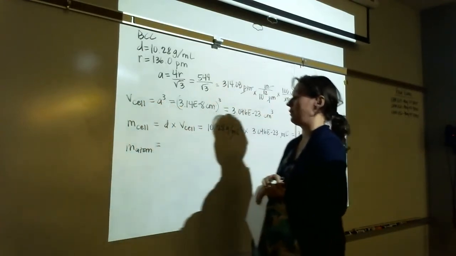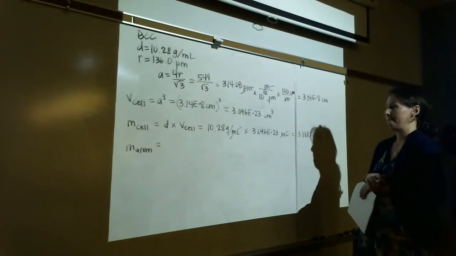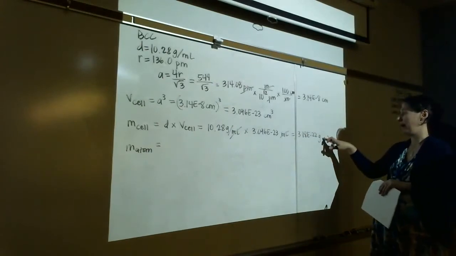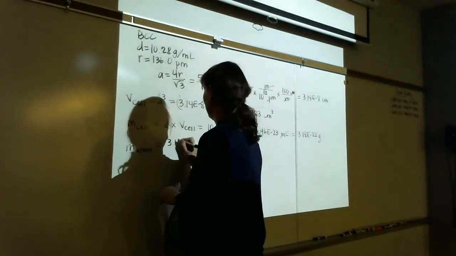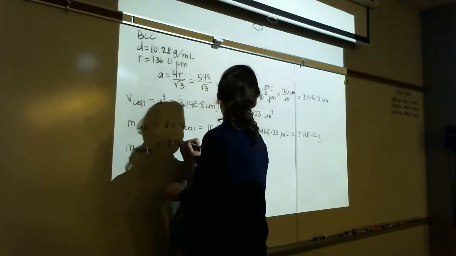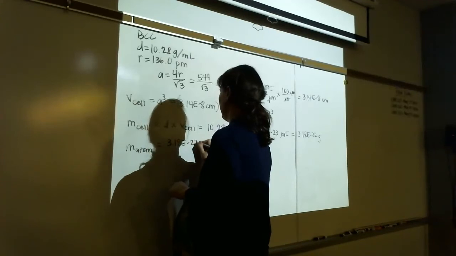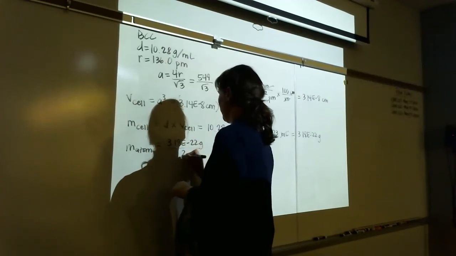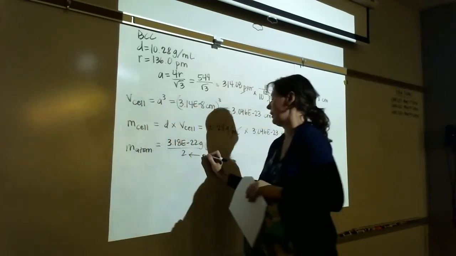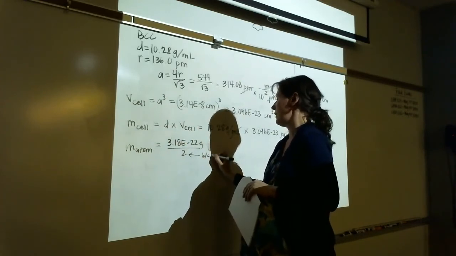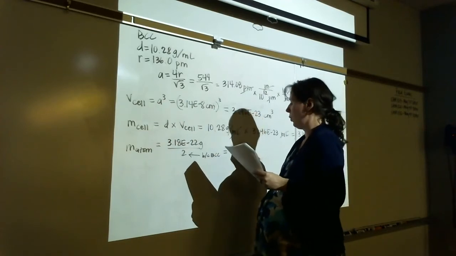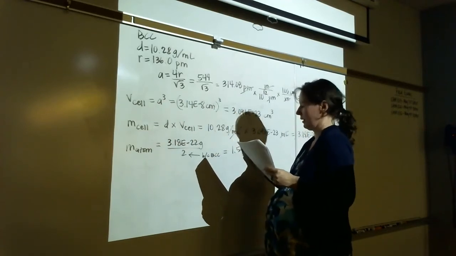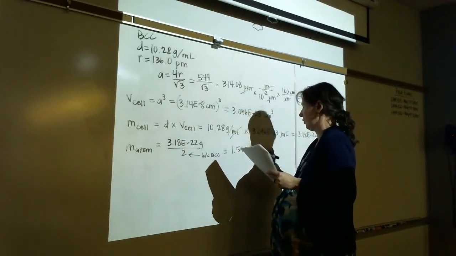How am I going to get the mass of an atom here? Divide this by what? 2. Why are you dividing it by 2? Because it's body-centered cubic. So 3.18 times 10 to the negative 22nd grams divided by 2. We're using 2 because it's BCC. So I got 1.59 times 10 to the negative 22nd grams.